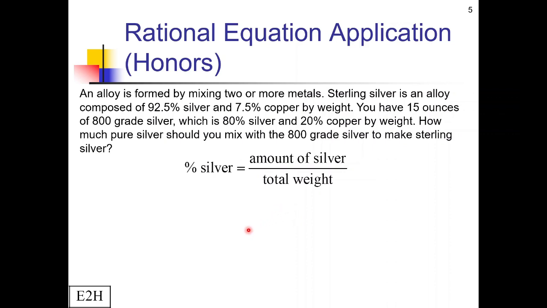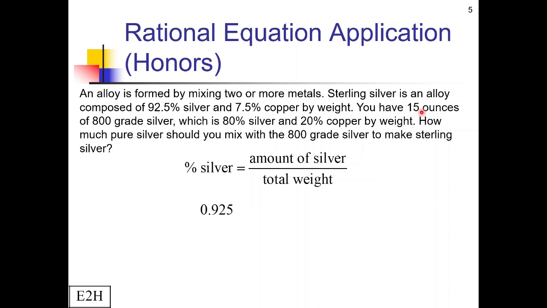All right, so we're talking about percent of silver. If we want sterling silver, then we're trying to achieve this 92.5%. So for this percent silver part, I'm going to replace that with the decimal version of this, which is 0.925. Now we need to talk about the amount of silver. How much silver is actually in there. So we have 15 ounces of 800 grade silver, but we know that's only 80% actual silver. So we would need to do 0.8 times the 15 ounces that we're starting with.